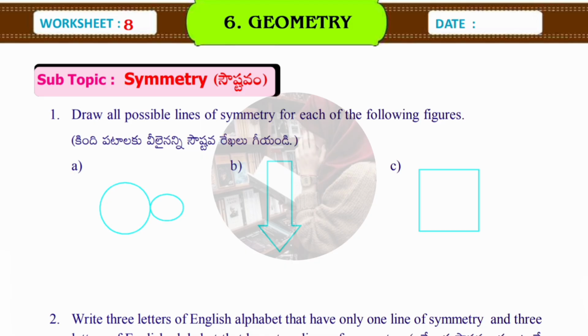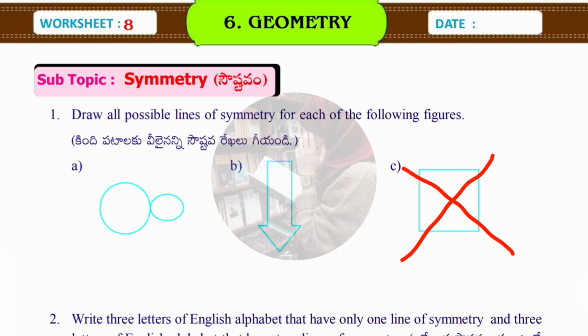Let's see the first question, which is: draw all possible lines of symmetry for each of the following figures. Here we have given three pictures. For this we need to draw the line of symmetry for each and every picture. A line of symmetry is nothing but a line which, if you draw it, gives equal parts on either side.